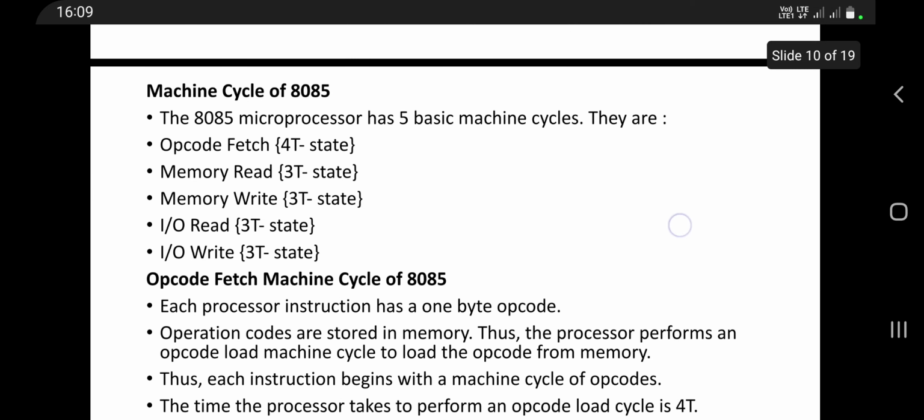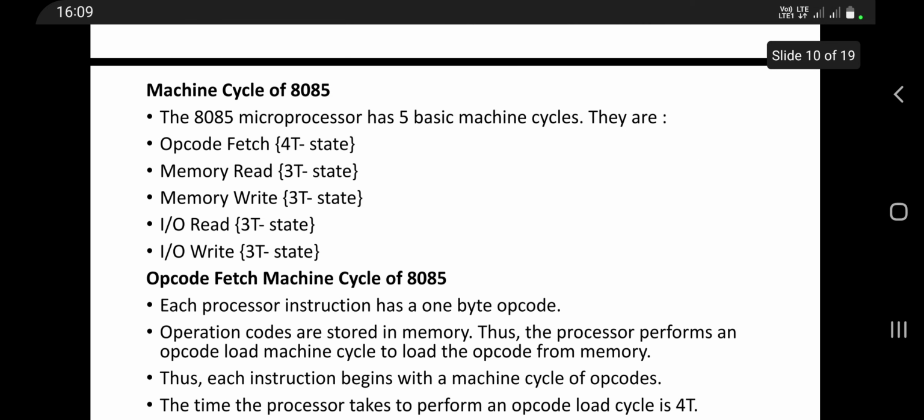Already we have exercised in our class, and we have experimented with several instructions, and we have drawn different timing diagrams for different instructions. As we all know, for the opcode fetch phase 4 T states are required, for memory read 3 states, and for memory write another 3 states. For IO read also it requires 3 states, and IO write also 3 states.